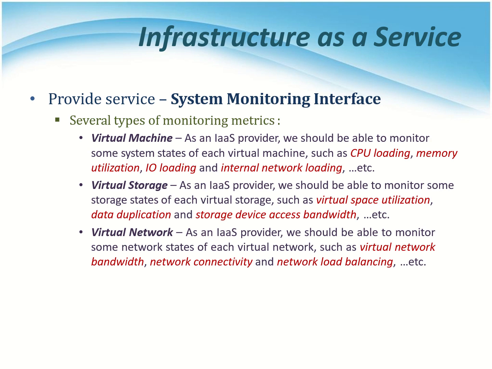When we talk about system monitoring, it is monitoring for virtual machines like CPU loading, memory utilization, IO loading, and internal network loading, which are examples of virtual machine system monitoring. When we talk about virtual storage monitoring, it covers space allocation, data duplication, and data storage access bandwidth. And for the virtual network, it is the bandwidth of virtual network connectivity and network loading.